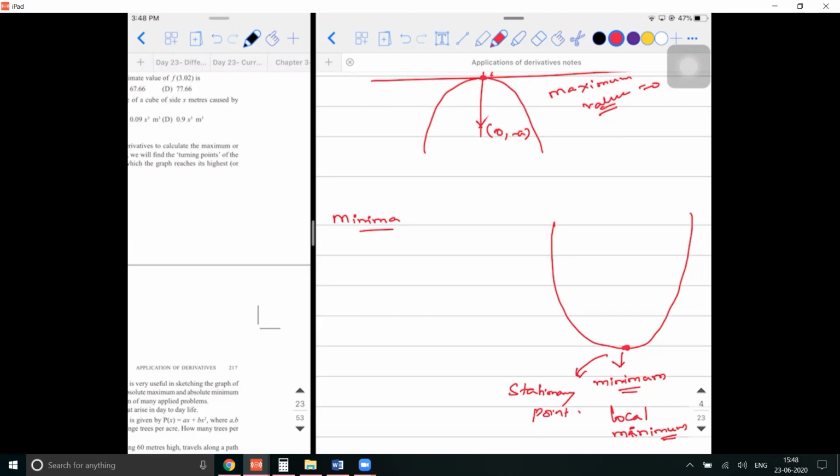Okay. Now, if I take this point as C, and I ask you what is happening on the left of C and what is happening on the right of C, can you give me an analysis of yours? Left side, decreasing function. Right side, increasing function. Very good.